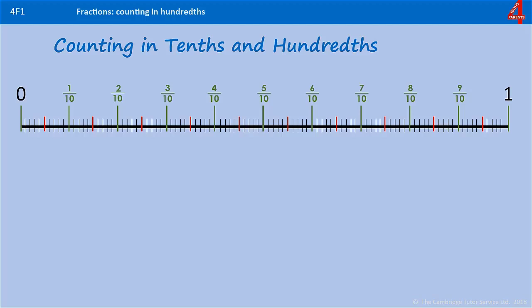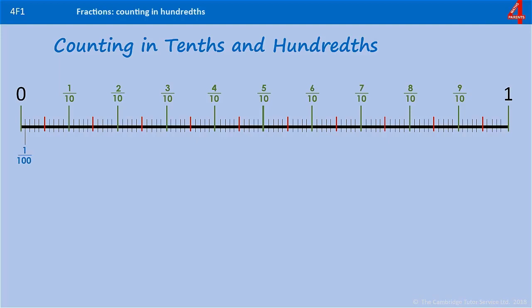Counting in tenths and hundredths using a number line. Here we have a line that goes from 0 to 1, and you can see that we have equal divisions, each one representing a tenth. Between each of those tenths, there are smaller divisions. Each tenth has been divided into another 10, and each of those divisions is 1/100th.